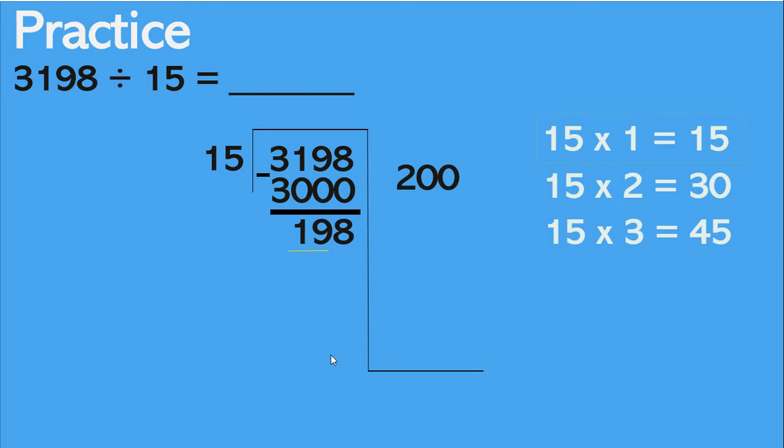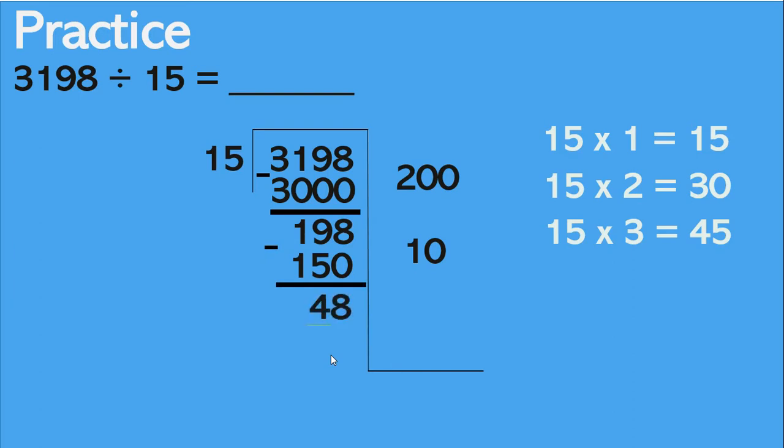We can see here that 15 times 1 gets us closest to 19 without going over. 15 times 2 is 30, which is too big. So we're going to be multiplying 15 times 1 ten because we're looking at 19 tens. 15 times 10 is 150. Now we can go ahead and subtract, and we see we have 48 left over.